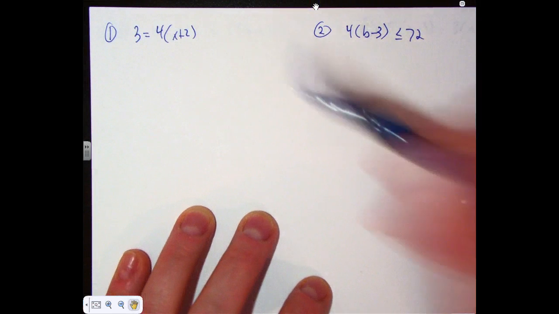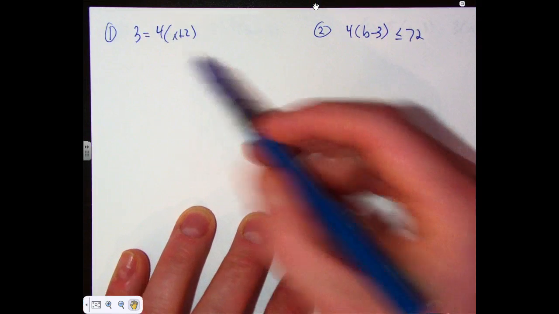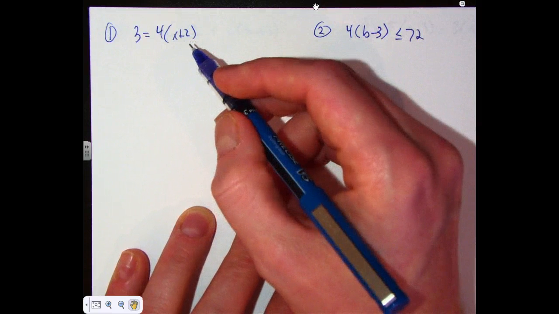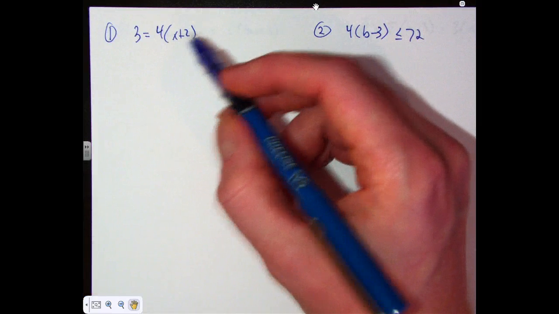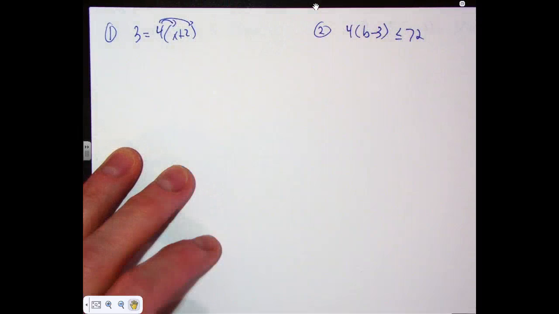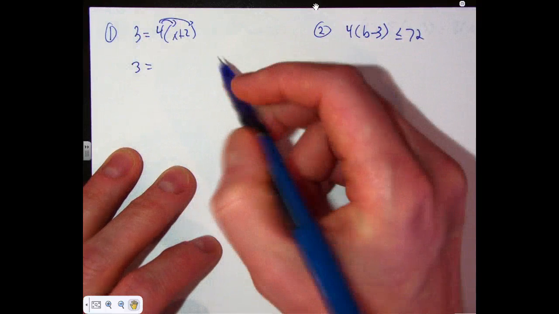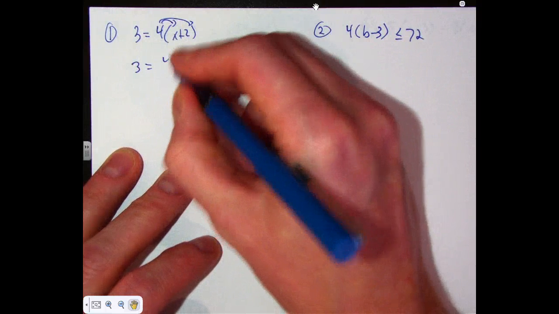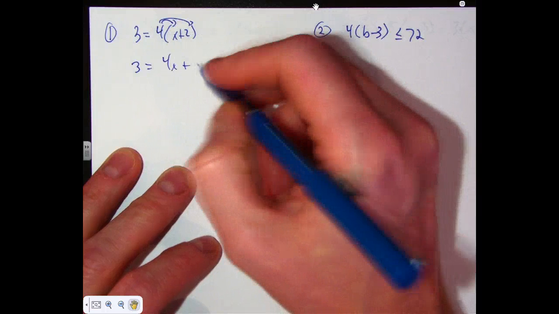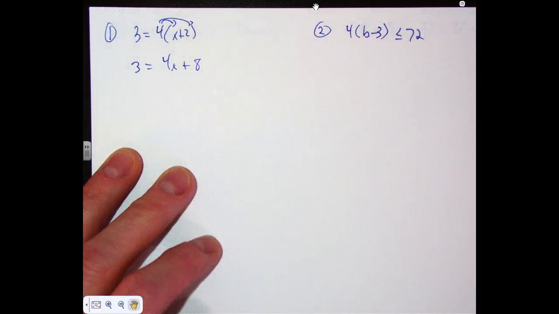First, a nice straightforward equation here. 3 equals 4 times the quantity x plus 2. So the first thing we address is that there are parentheses on the right-hand side, meaning I'm going to have to distribute the 4 to both terms. So that will give me 3 on the left, 4 times x is 4x, 4 times 2 is 8. And there's our first step.